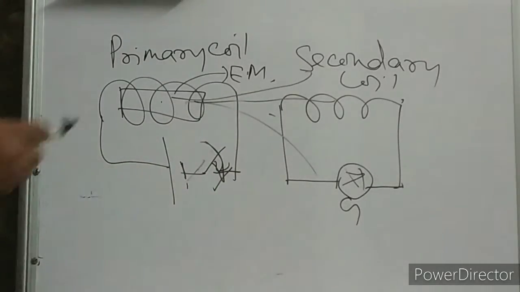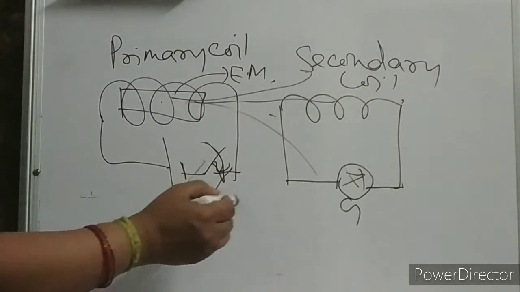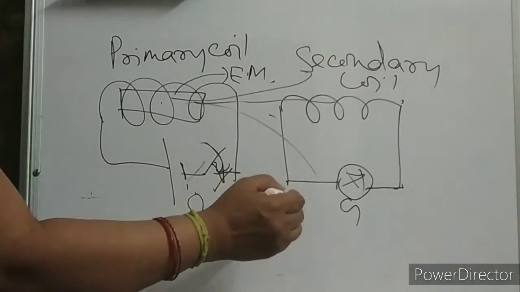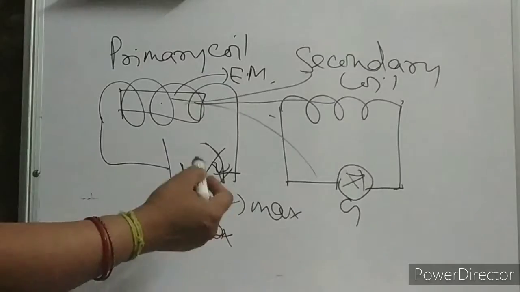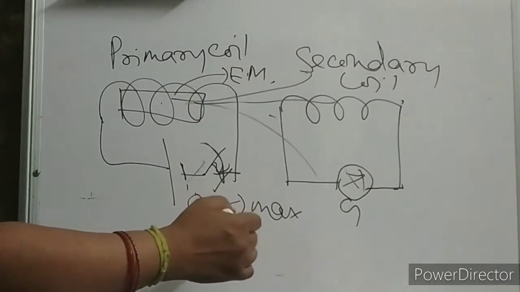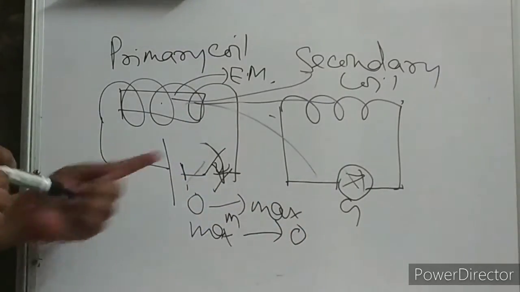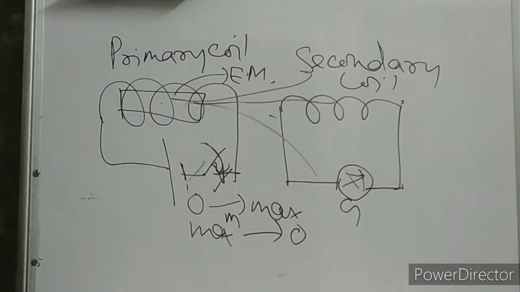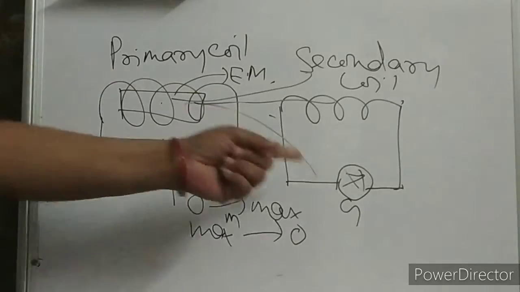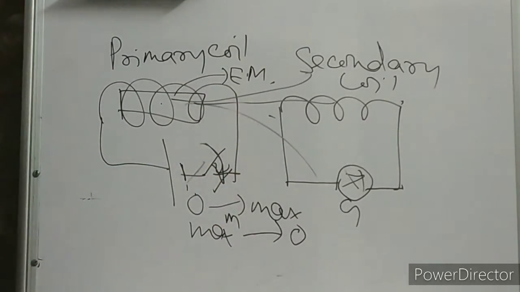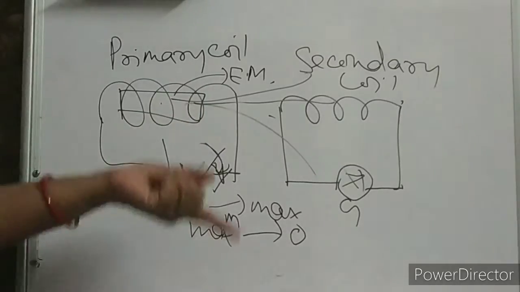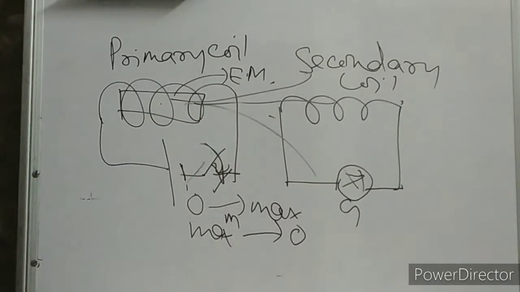So how is the current changing? Current is either changing from 0 to maximum value, or while switching off the battery or the key, you can say the maximum current will change to 0. In both the cases, you will see the deflection of your galvanometer. That means current is induced in both cases, when we switch it on and when the switch is off. Hope I am clear?